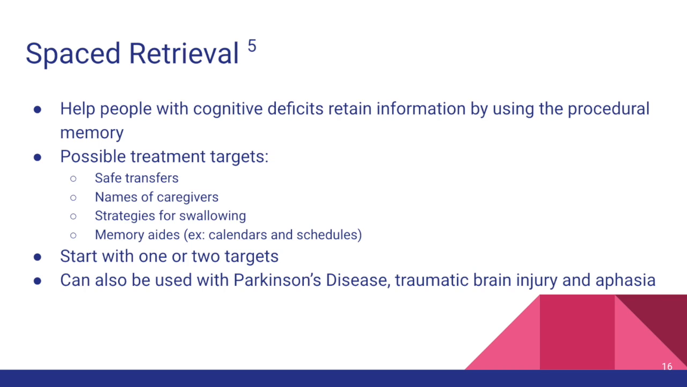Spaced retrieval is performed in order to help people with cognitive deficits retain information by using the procedural memory. Possible treatment targets include safe transfers, recalling the names of caregivers, strategies for swallowing, or memory aids, such as calendars and schedules. You want to start with 1 or 2 targets because you don't want to overwhelm the patient, and you can achieve better results. For better results, it's important to choose functional and personal memory targets. Now, this won't cure memory loss, but it can help to improve a patient's independence and reach their therapy goals. It can also be used with people with Parkinson's disease, traumatic brain injury, and aphasia.